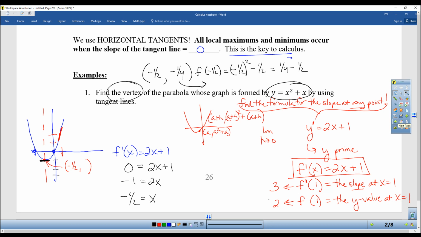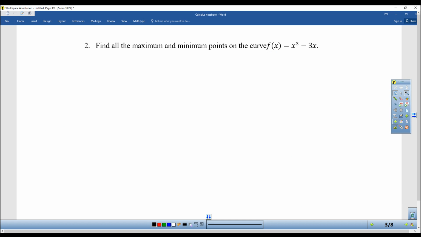Okay, we'll do another one. Find all the maximum and minimum points on the curve f of x is equal to x cubed minus 3x. I still would like you to graph it first. So f of x, factor out first.